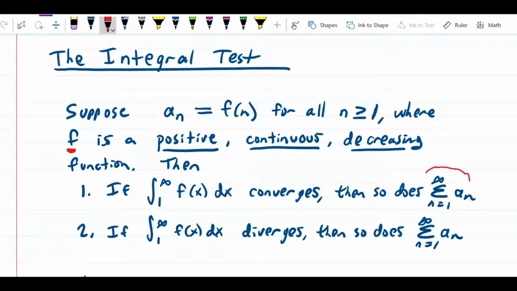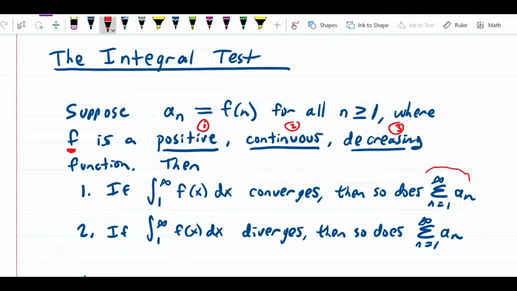The main issue here is that the function has to meet three different properties in order for this to be true. The function has to be positive. In other words, it should be greater than or equal to 0, because technically 0 is not positive, but we'll include that. It has to be continuous, and it also has to be decreasing.